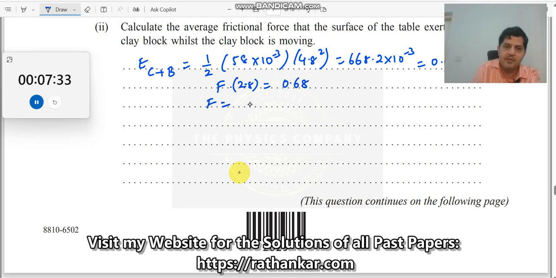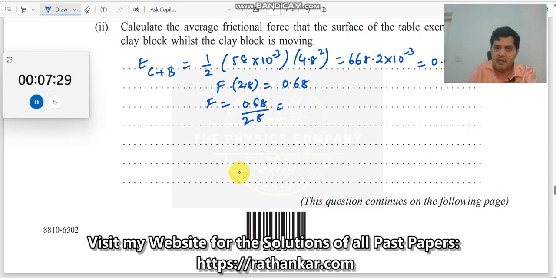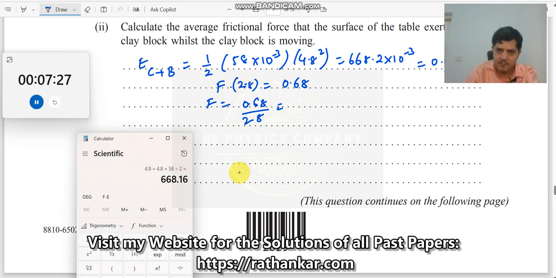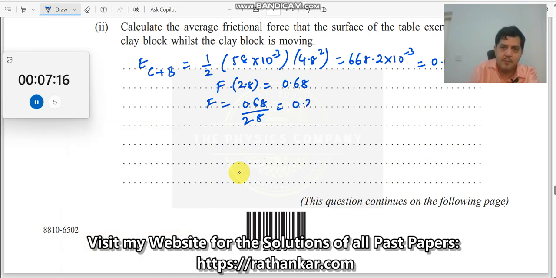Or the frictional force here should be 0.68 divided by 2.8. How much will that be? 0.68 divided by 2.8 meters is 0.242. This is 0.24 Newton. What is this now? This is your frictional force, the frictional force which acted over here.